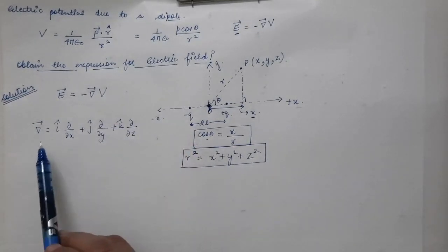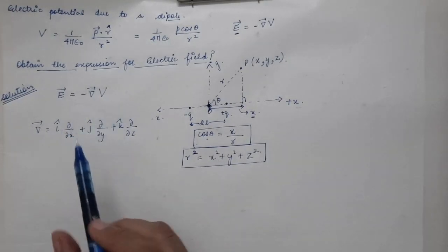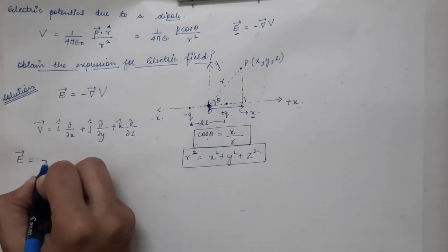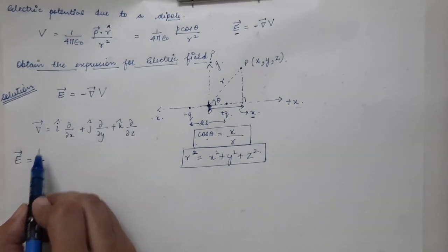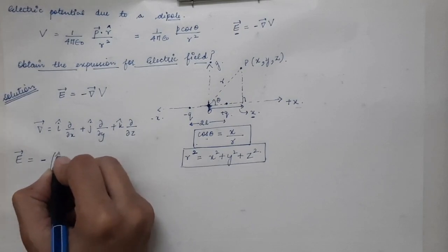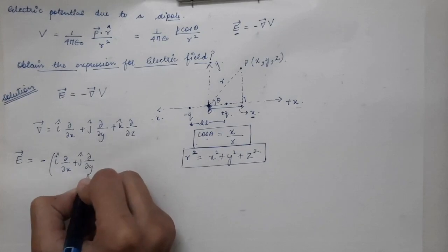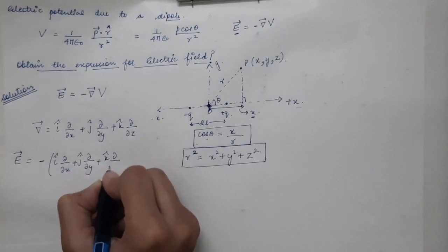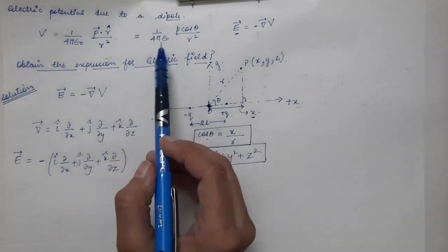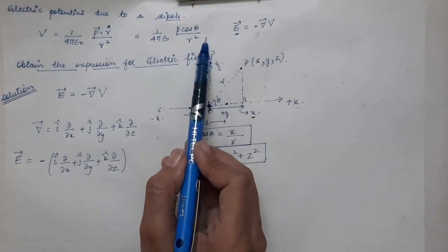Now del operator, it is operated on the scalar function, which is electric potential in this case. So this electric field intensity, it will come out to be equal to negative of, so negative sign it will remain as it is. Then we have the gradient. So gradient will be, so del operator will be i cap del by del x plus j cap del by del y plus k cap del by del z, and this will be operated on the electric potential. And what is electric potential? It is p cos theta by 4 pi epsilon naught r square.